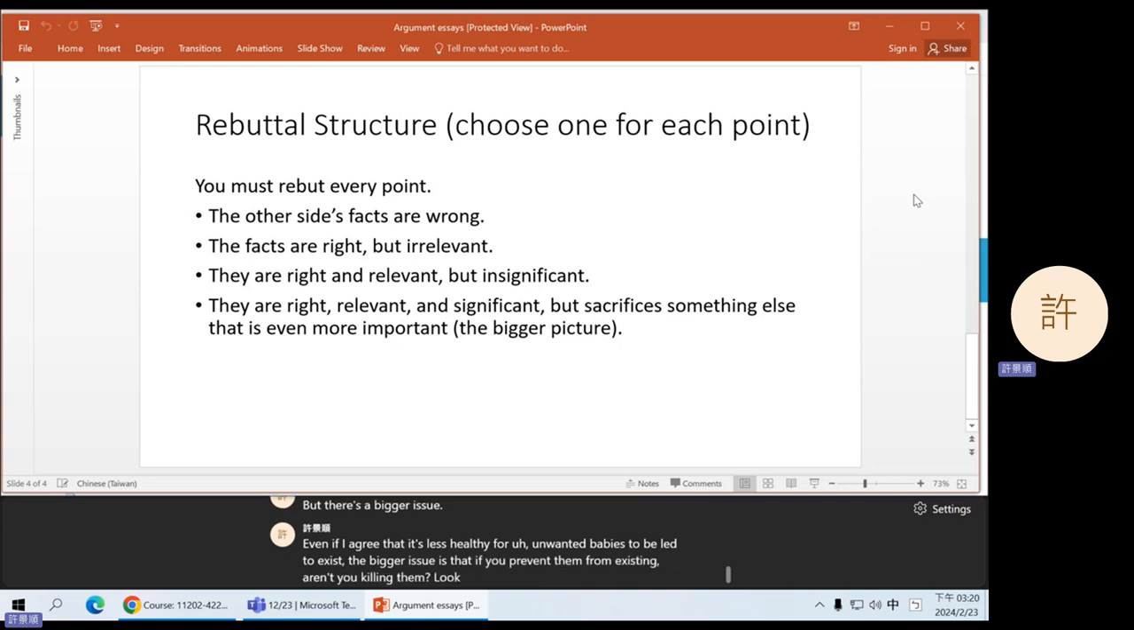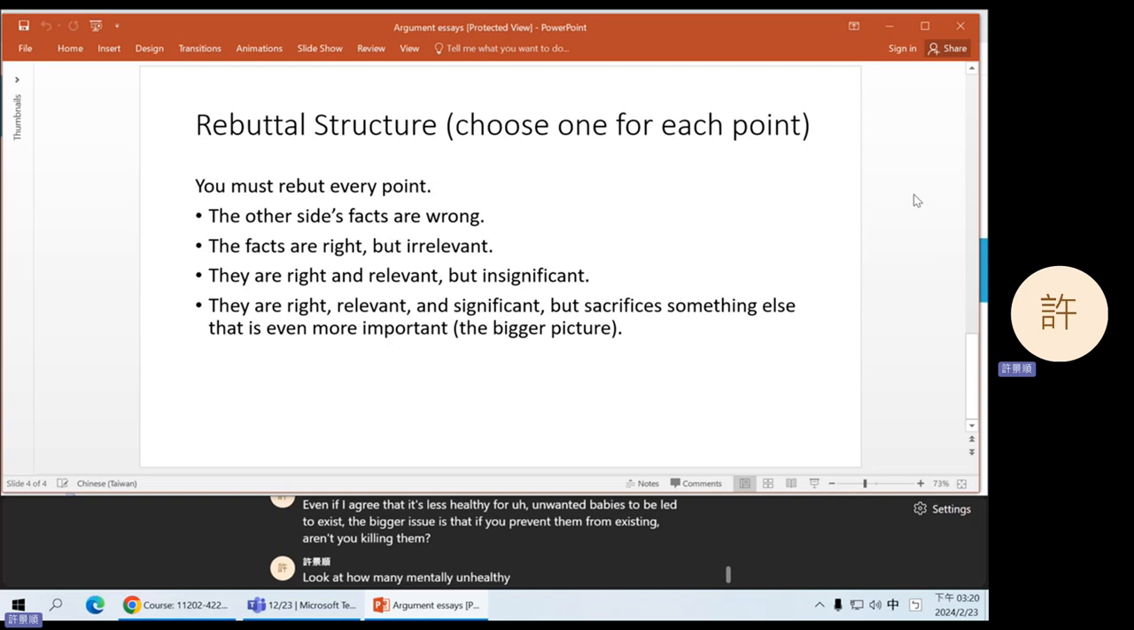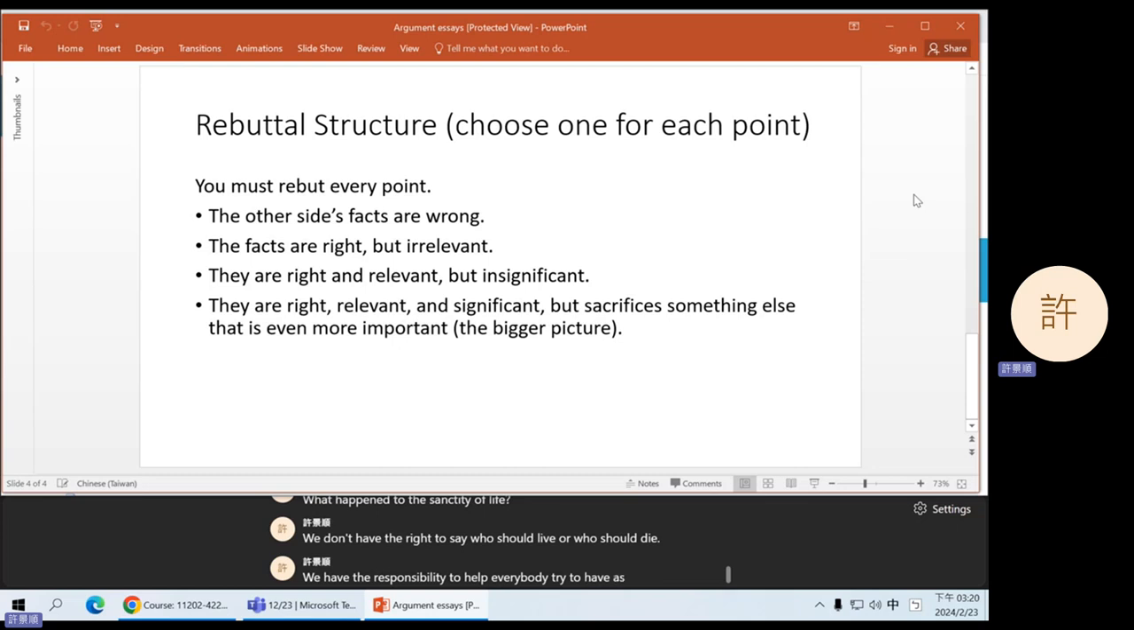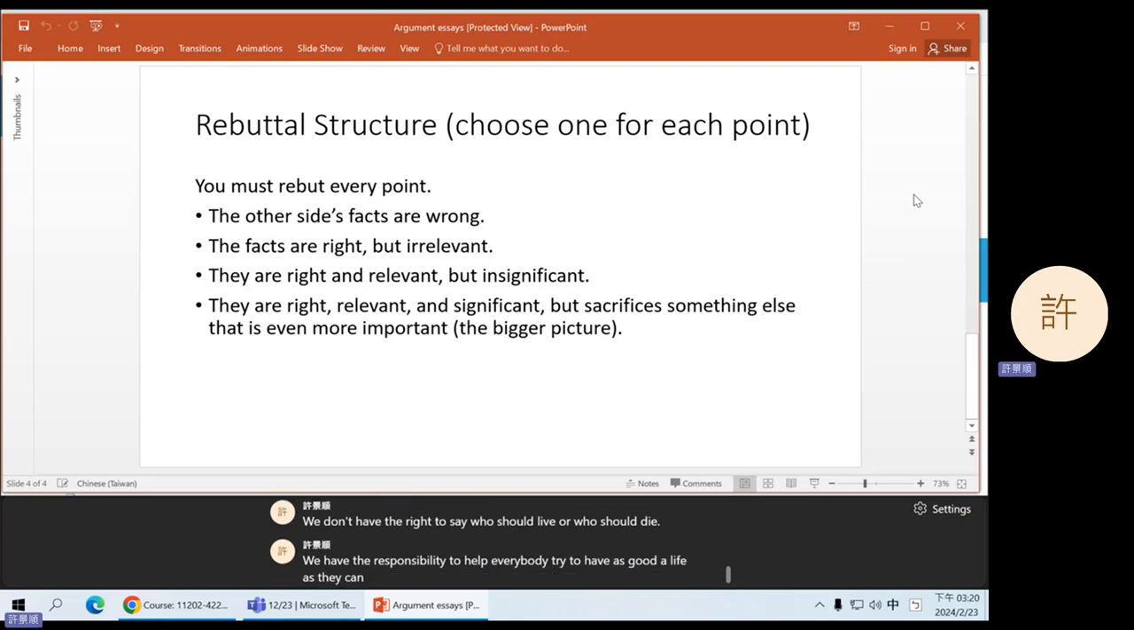Look at how many mentally unhealthy people we already have. Are you saying those people all deserve to die? What happened to the sanctity of life? We don't have the right to say who should live or who should die. We have the responsibility to help everybody try to have as good a life as they can. So I'm agreeing with everything the other side says, but I'm saying there's a bigger issue over here.